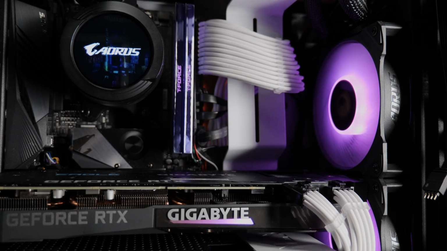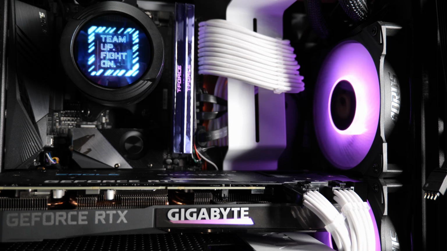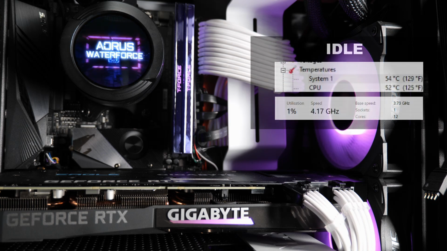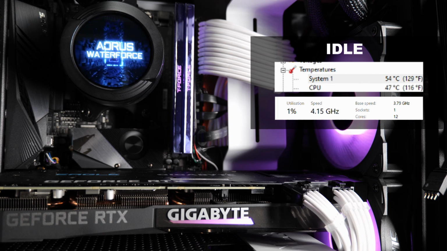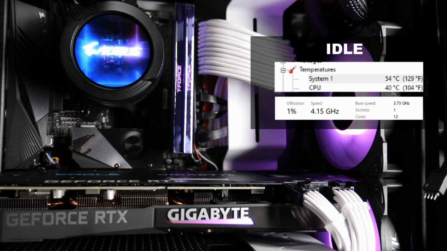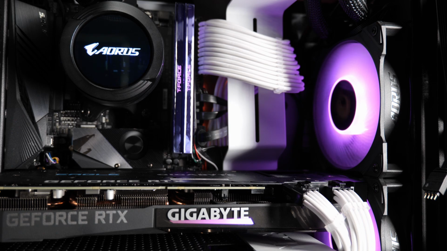So, with the WaterForce X240 installed now, my new idle temperature sees a huge improvement down to around 45 degrees or so. And this was even at slightly higher ambient temperatures too, because this was later in the day, after I'd installed it, of course. And under the Prime95 test?